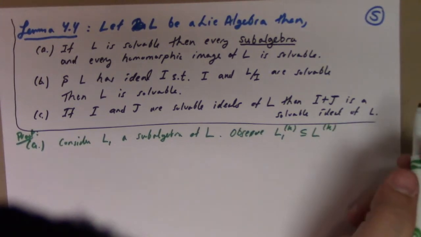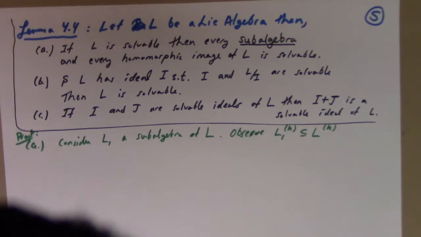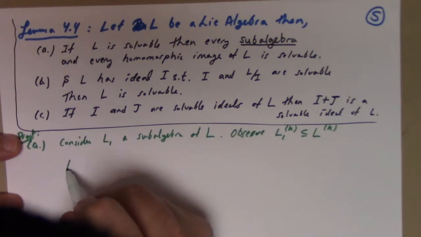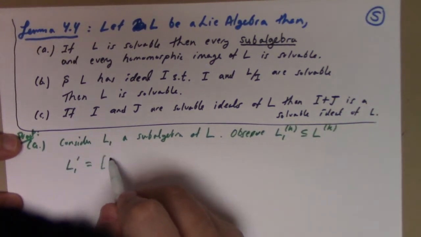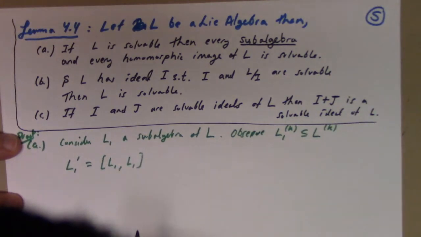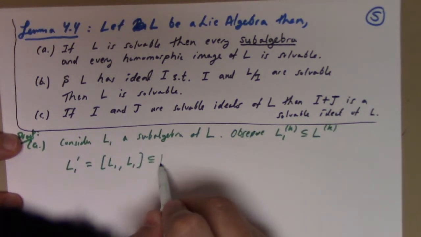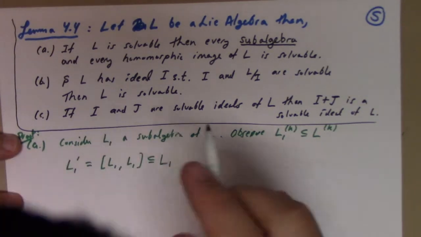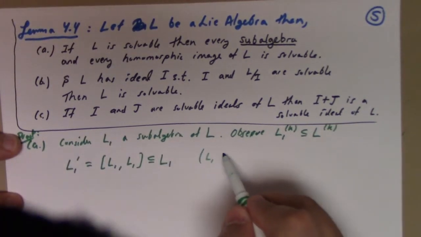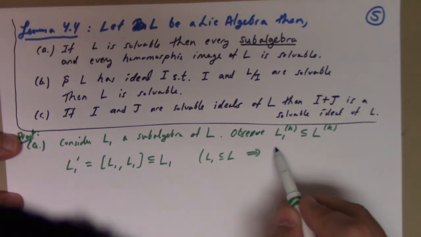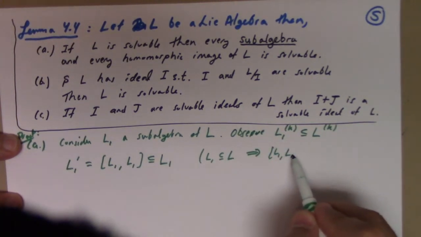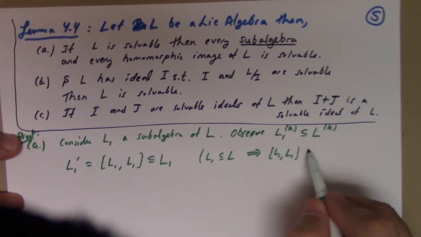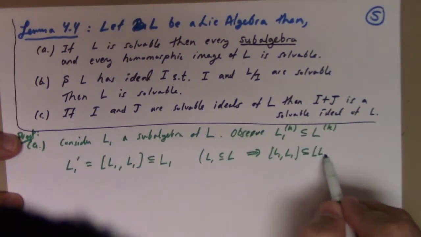Now I'm just going to stop right there and make sure that that makes sense. Does that make sense? So, for example, L1' is the bracket of L1 with L1, which of course is a subset of L1. But also, the fact that L1 is a subset of L implies that the bracket of L1 with L1 is a subset of the bracket of L with L, right?